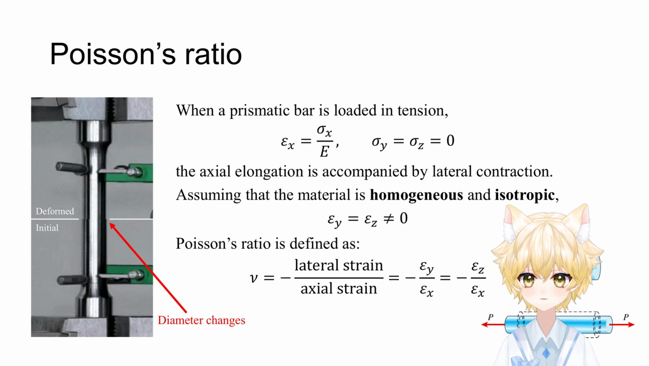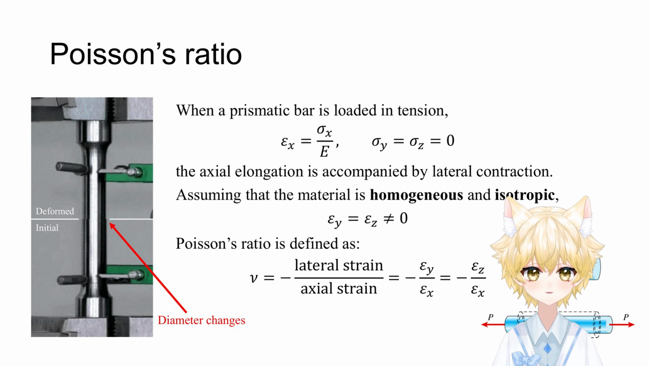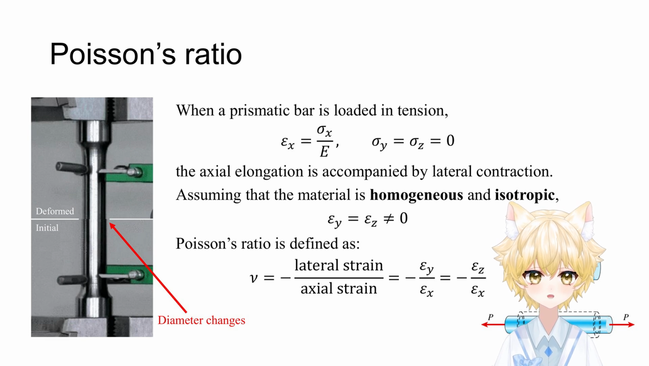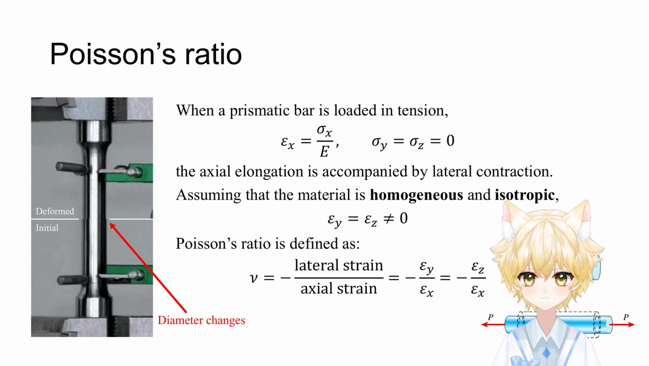Here, we come back to the concept of Poisson's ratio. Poisson's ratio is defined as the negative ratio of lateral strain to axial strain. The negative sign simply reflects the fact that tensile tension causes lateral contraction. For most common materials, Poisson's ratio is positive. However, there is an interesting and important exception.